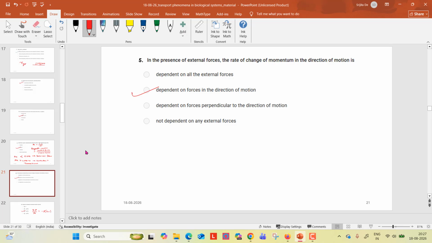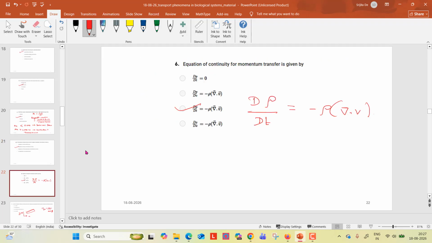In the presence of external forces, the rate of change of momentum in the direction of motion is dependent on forces in the direction of motion. Okay. Next. Equation of continuity for momentum transfer. In the equation of continuity you have derived in the first or second class. If you forget this, go back to that class and check. So it is that d rho dt, total derivative of density, equals minus rho into divergence of V.